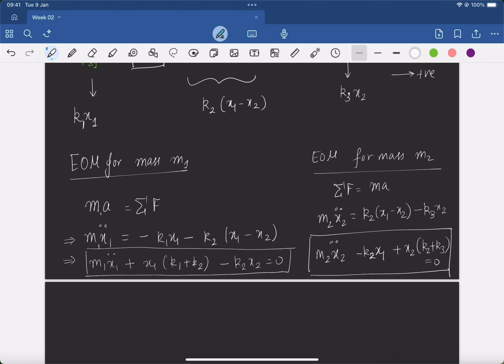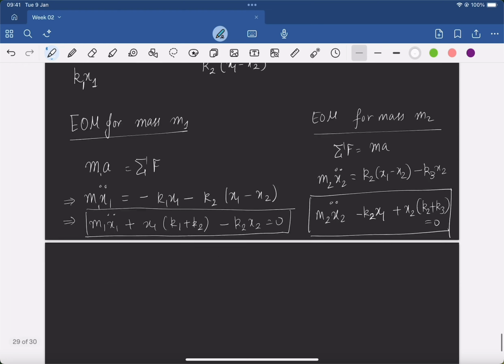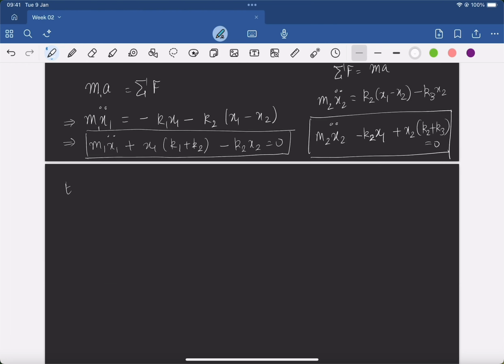Okay, so let's take a hypothetical situation, or let's say, summarizing our equation of motion.